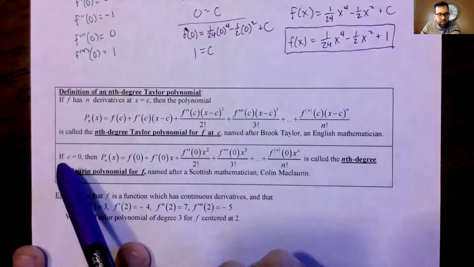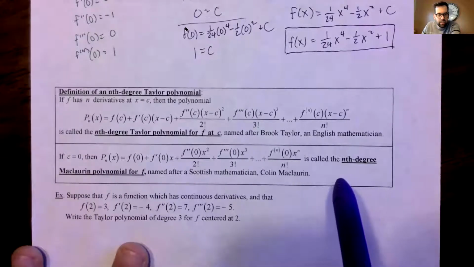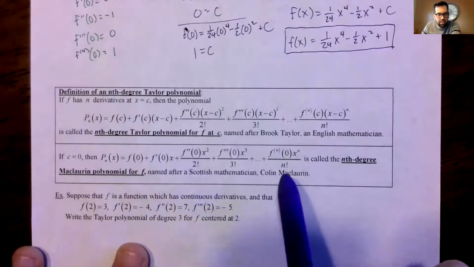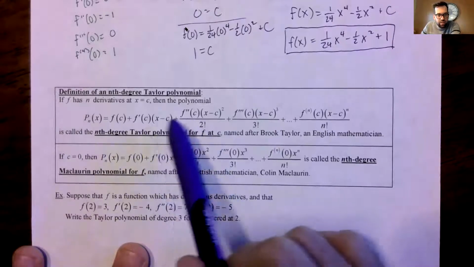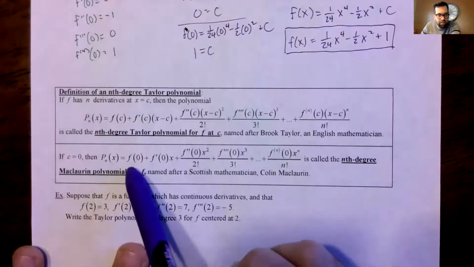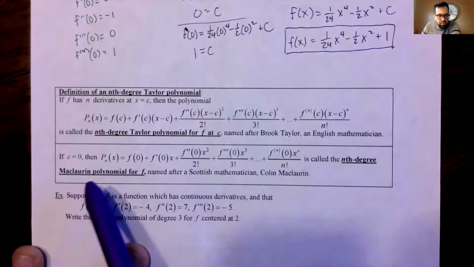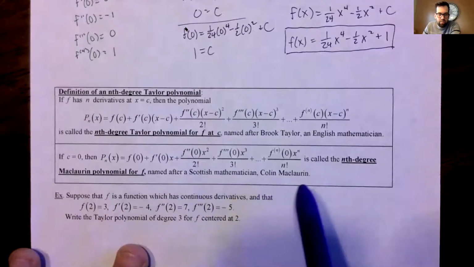If specifically c equals 0, that's still a type of Taylor polynomial. You can see this is the exact same formula, but 0 is plugged in for c. Okay, so all the x minus c's just became x. All the f of c's became f of 0. This is called the nth degree Maclaurin polynomial for f, named after a Scottish mathematician, Colin Maclaurin.